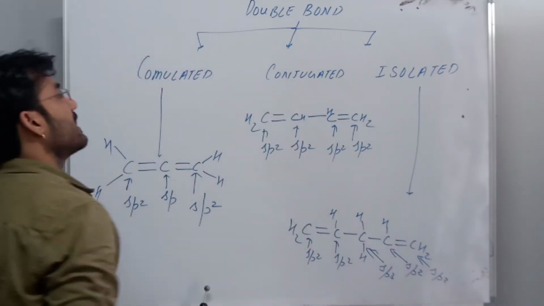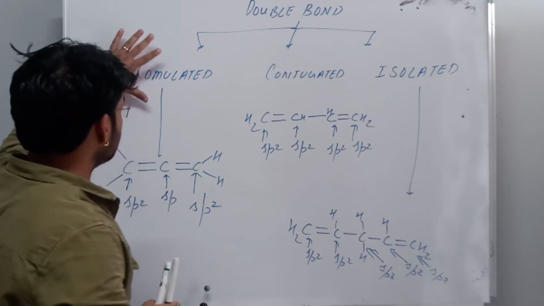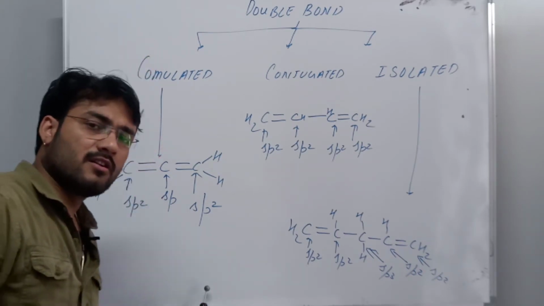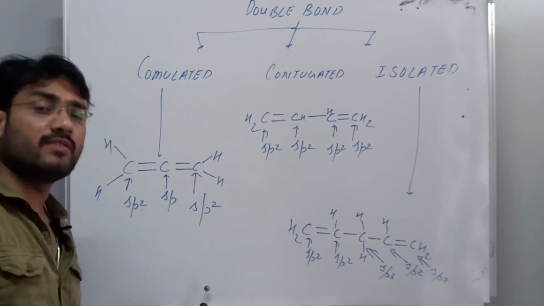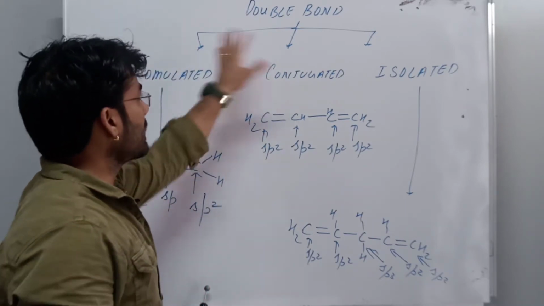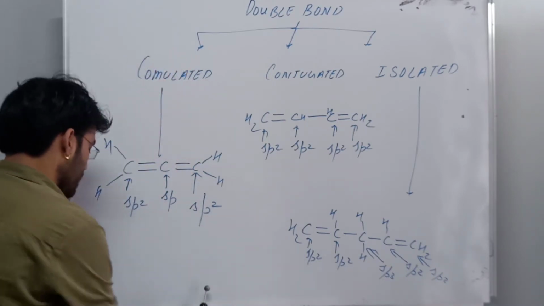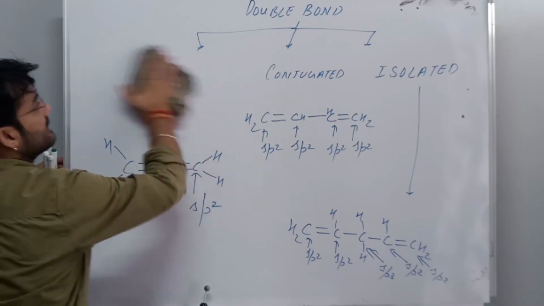So here there are three types of double bonds. We need this type of double bonds for showing chirality without chiral center. So I just showed you the types of double bonds. We need this one. So let's start.